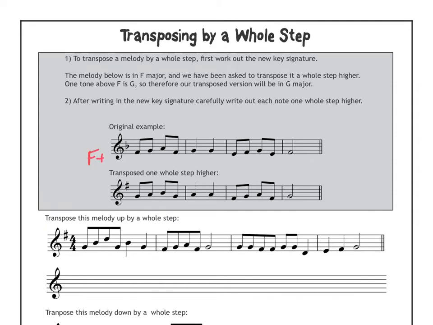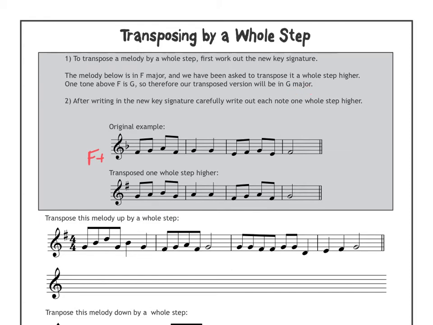Okay. So the melody below is in F major, and we have been asked to transpose it a whole step higher. Perhaps there's someone singing this, and it's just a little bit low out of their range. They'd like it a little bit up. So one tone above F, one whole step above F, the note F is G. So therefore our transposed version will be in G major.